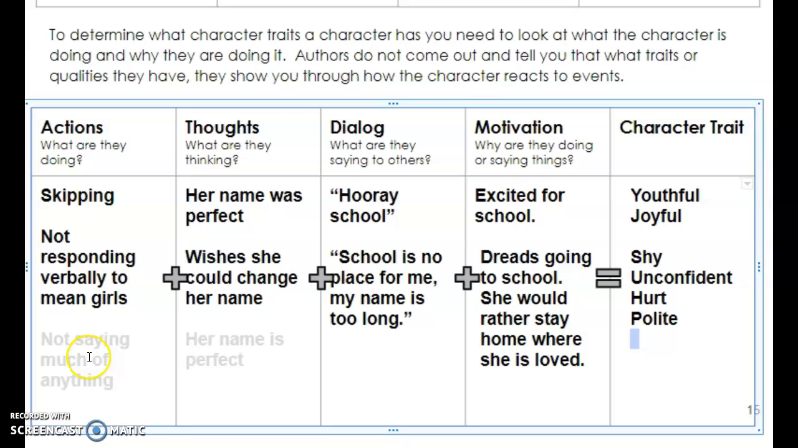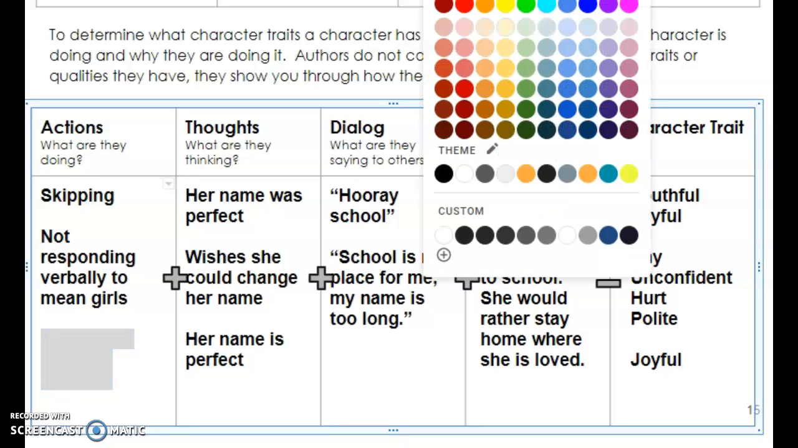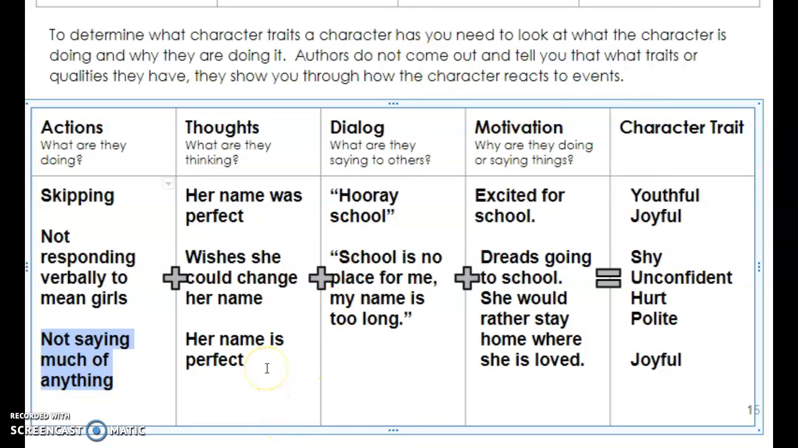Then, at the end of the story, when she thinks that her name is perfect, when she finds that joy again, we could also say that she was joyful again. She doesn't need to say anything. Like, she doesn't brag about it. Again, it goes back to that being polite. She's just happy again, but she doesn't need to hurt other people to prove that she's happy.